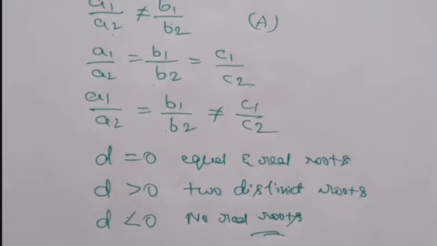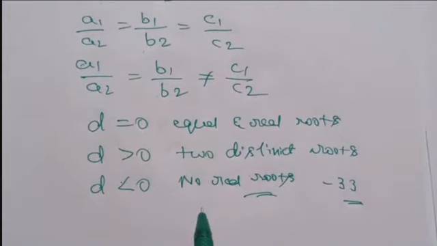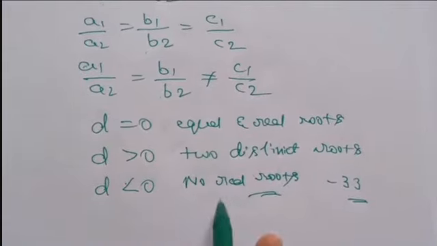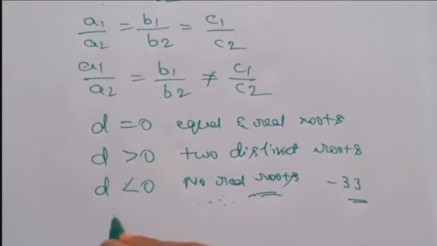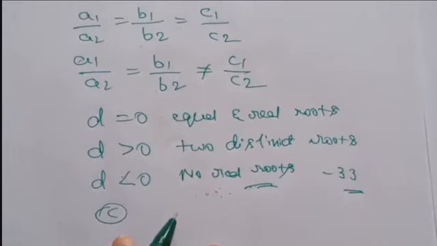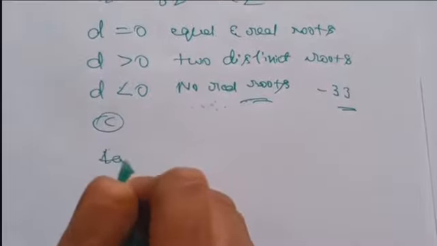So therefore, in the question they have given that the value of the discriminant is minus 33, right? So minus 33 means the equation will have no real roots. It has no roots. So therefore the option will be C, no real roots. That is your answer. That option you need to shade. Okay, children. Now we will move on to the next question. The question is: if tan A equals 1, what is the value of A? Simple. So tan A equals 1.